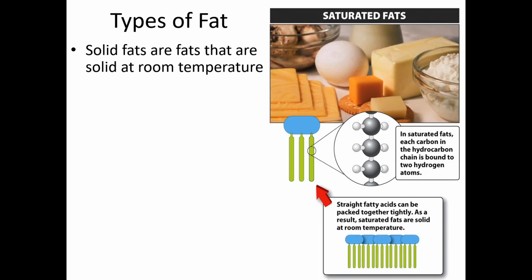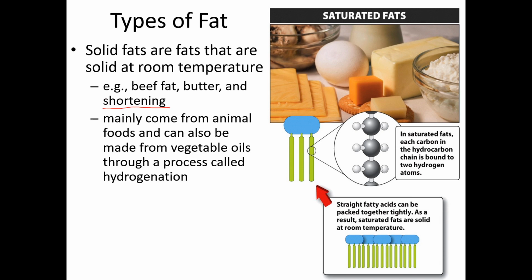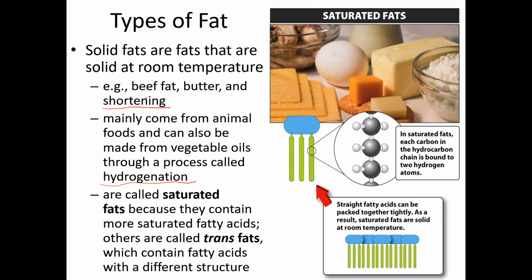Solid fats, on the other hand, are solid at room temperature, obviously. This would be fats from animals, so beef fat, fat from chicken, from pork, etc., butter, shortening. Shortening is actually where they've taken a vegetable fat and they've converted it into a saturated fat. So it mainly comes from animal products, but it can also be made from vegetable oils, hence the shortening, through a process called hydrogenation. We won't need to know that process, but that converts these unsaturated ones into saturated. And so they're called saturated because they have more of these saturated fatty acids, these straight tails.